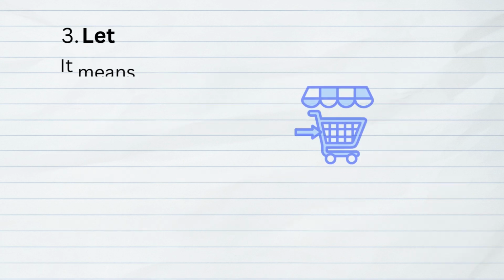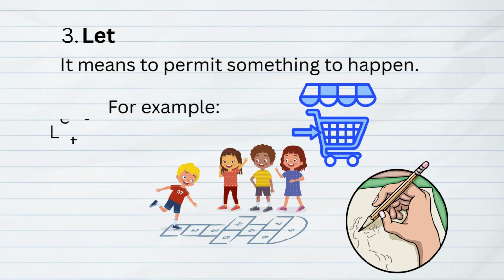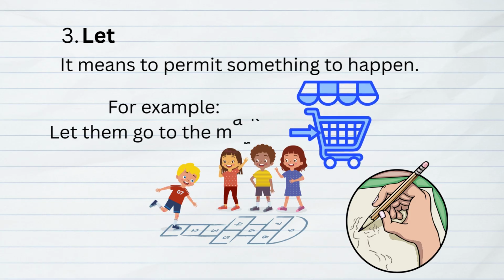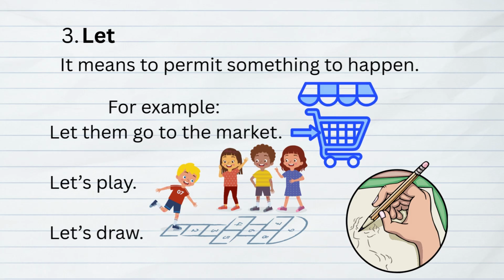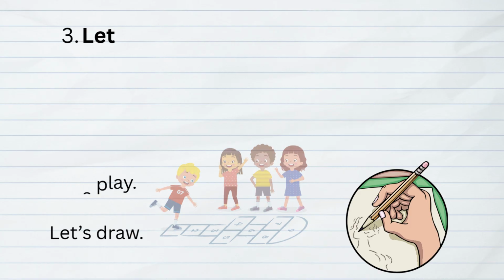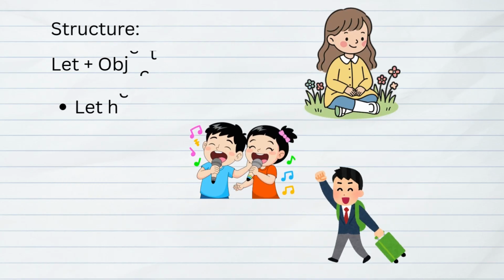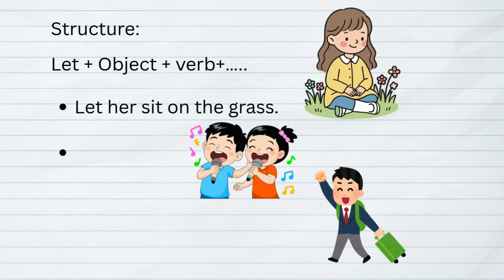Let. It means to permit something to happen. Example 1. Let them go to the market. 2. Let's play. 3. Let's draw. The structure is let, object, verb.